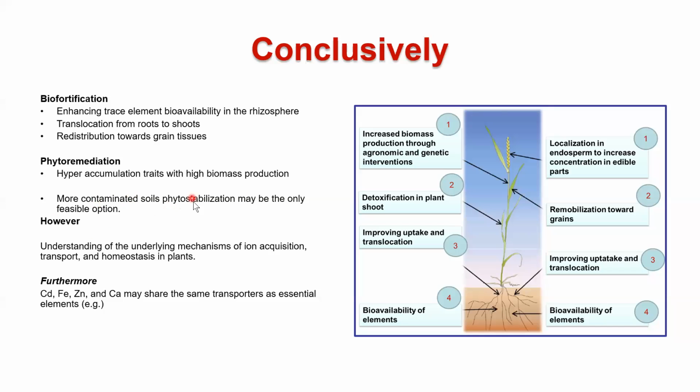So as I mentioned in the last slides. However, understanding of the underlying mechanism for ion acquisition, transport, and homeostasis in plants may be helpful for both cases. Further, cadmium, iron, zinc, and calcium may share the same transporter as essential elements. So in that case, we have to take care of the toxic metal uptake when we work for biofortification. So that was all about today.